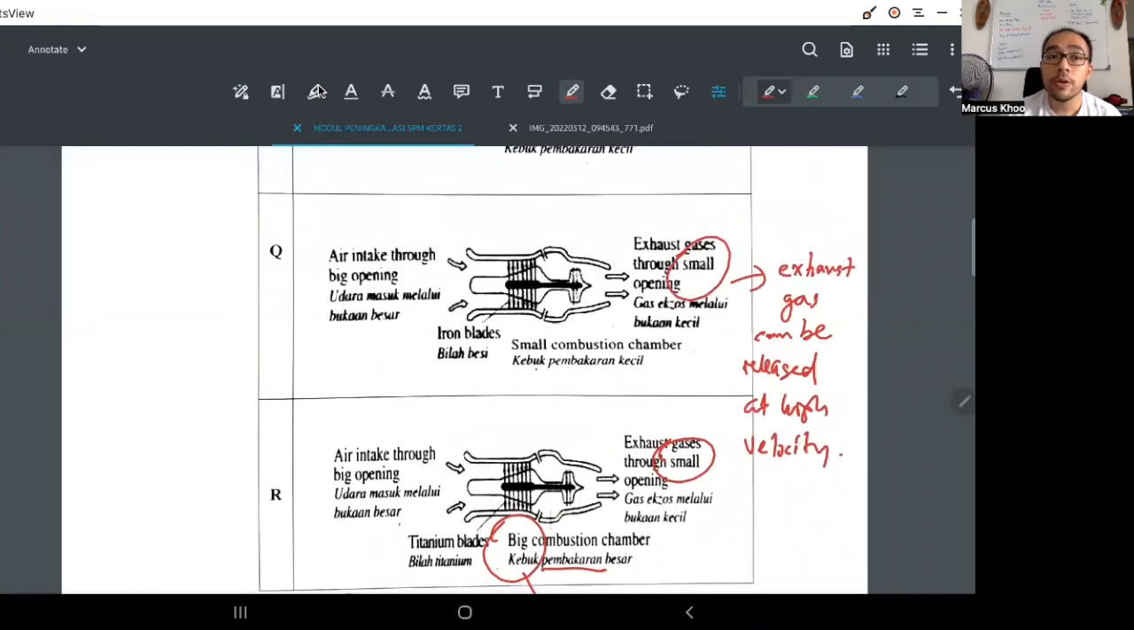Okay, so remember, if the exhaust hole is very small, the gas will push back with a bigger velocity. If the exhaust hole is very big, there's no need to go out faster, it can just slowly go out. So we don't want that.